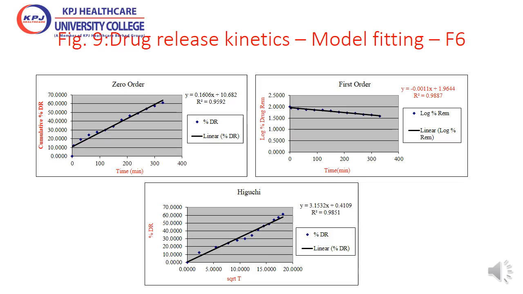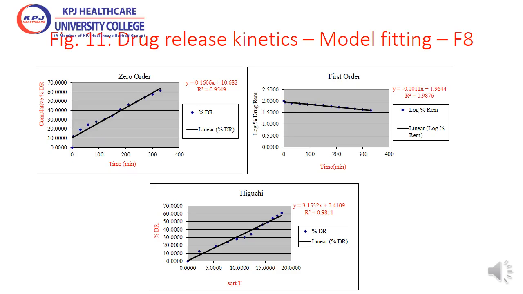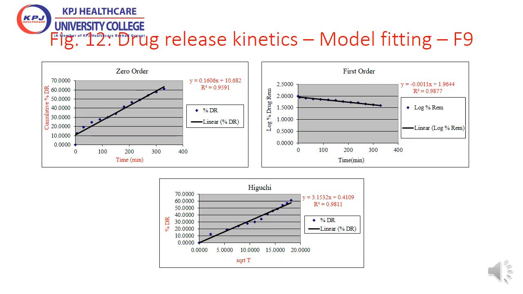The F6 formulation showed again first order release, and Higuchi was at 0.9. F7 also showed the highest R square value of 0.98 for first order, followed by Higuchi at 0.9861. It was highest for Higuchi for this particular formulation, and then the zero order R square value was 0.9. F8 formulations showed very close values for Higuchi and first order, 0.98 for first order. And F9 finally also showed the highest value for first order, with an R square value of 0.98.